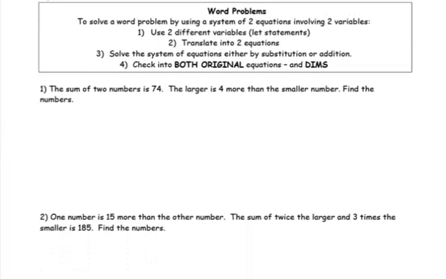To solve a word problem using two systems of equations, we're going to start with different variables, let statements. We're going to translate into two equations. Then we're going to solve the system either by substitution or addition, or remember, we call that also elimination. All right, so today we're going to be picking which one, and then we want to check both into that.